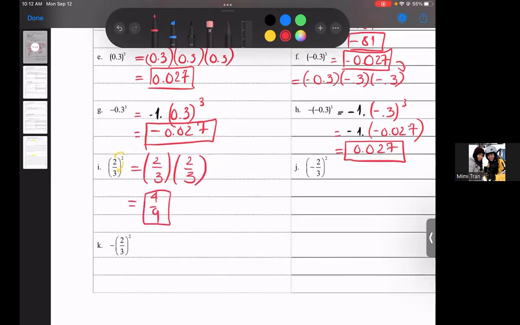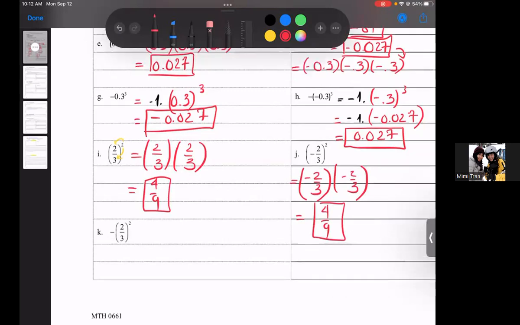What about J? What do you think about J? Yes. So remember, an even power of a negative number is still going to be positive as long as it's inside the parentheses. Or you can write it out twice. So negative 2/3 times negative 2/3 is positive 4/9. We're okay. Yes.